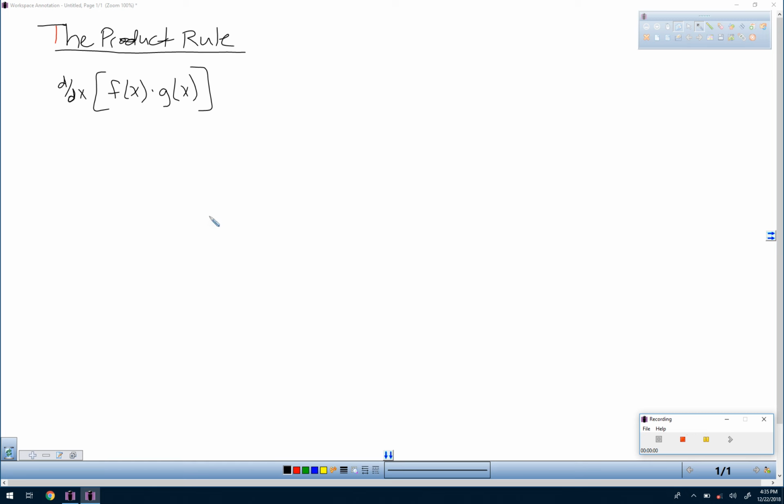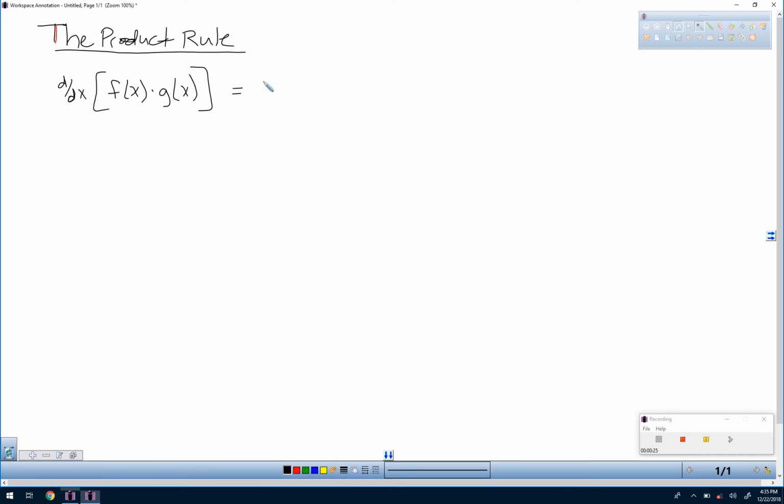All right, for today's lesson, we're going to look at a very important rule that you're going to add to your differentiation toolkit, and that is what we call the product rule. In other words, whenever you have a function multiplied by another function, how do you take its derivative? So what would be the derivative of f of x times g of x?